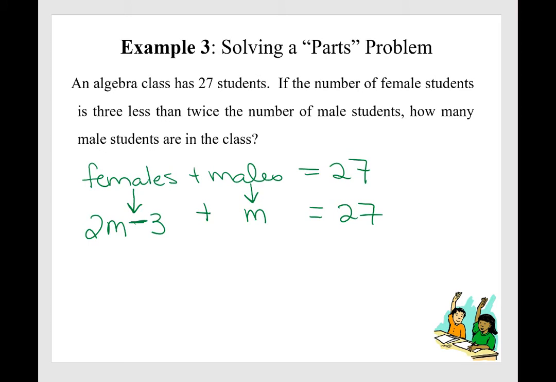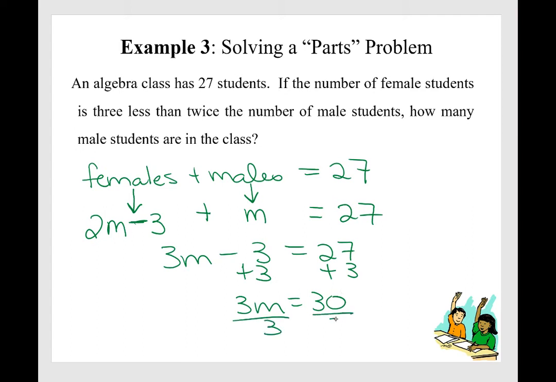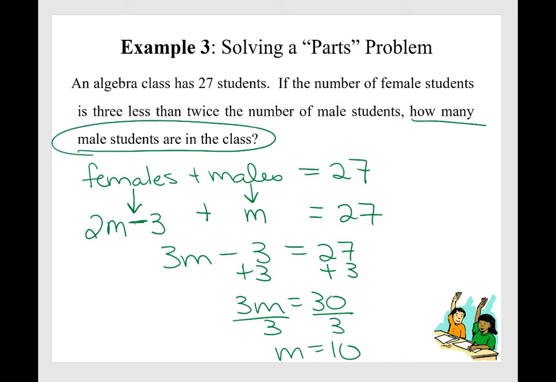So we're going to solve this equation. We're going to combine our like terms. We're going to isolate our variable term. And then we are going to isolate the variable itself. So we get m equals 10. All right, now we're going to go back and look at the question it's asking us. How many male students are in the class? We just solved for m as males, so there are 10 males in this class. So there's my answer, 10 males.